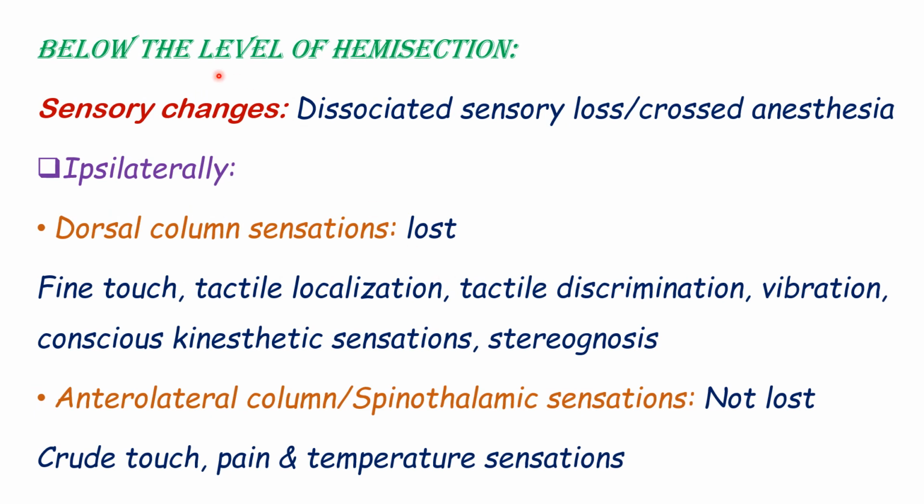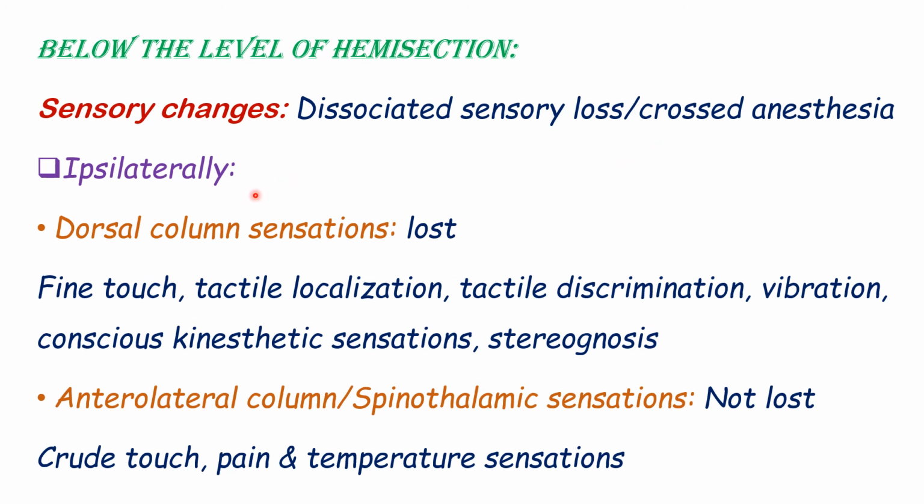Now this is about the level above the hemisection. Again, I said, it depends upon the extent of injury. Now below the level of hemisection, the sensory changes are dissociated sensory loss or crossed anesthesia. Dissociated anesthesia or crossed anesthesia. That is, some sensations will be lost and some sensations will not be lost. Some sensations on the same side are lost and some sensations on the opposite side are lost. So this is dissociated hemianesthesia or dissociated sensory loss or crossed anesthesia.